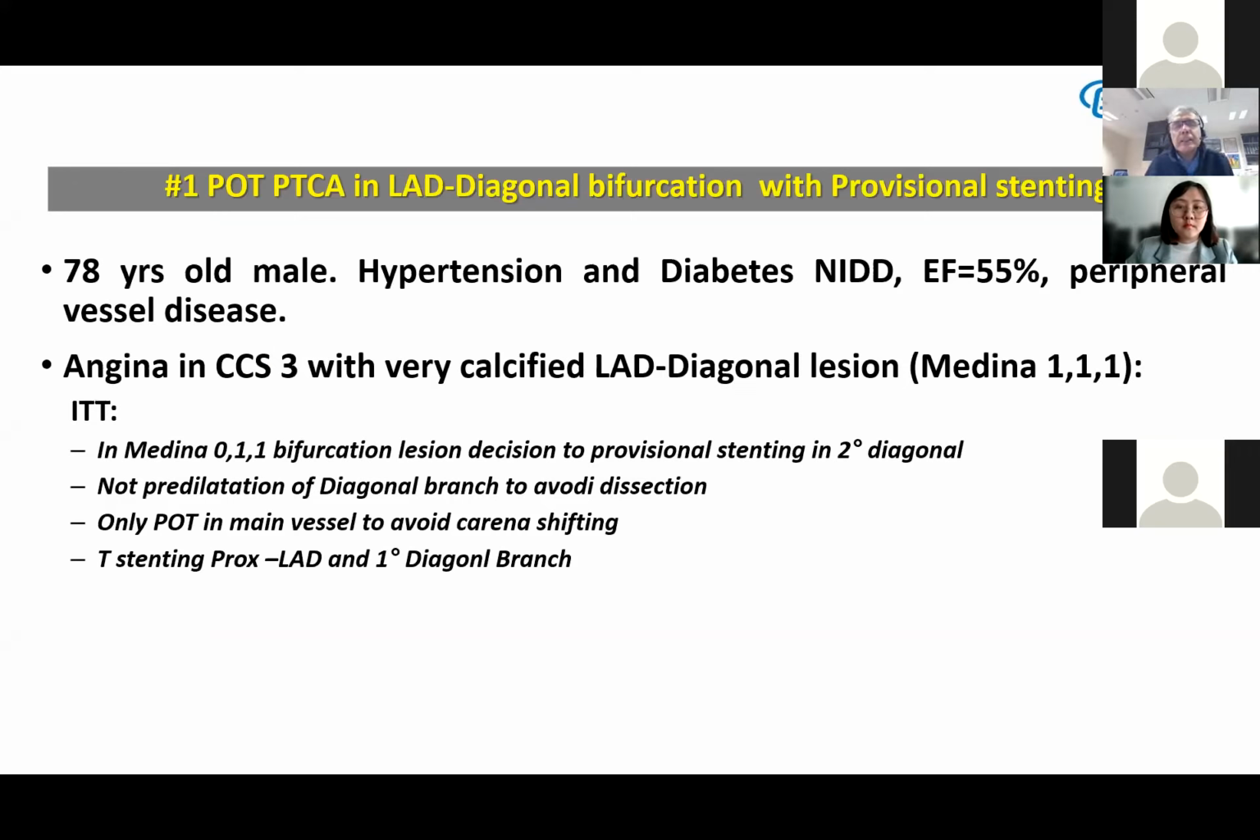This is a simple case, a 78 years old male with hypertension, diabetes, normal function, presenting with Canadian class 3 angina with a very calcified LAD, diagonal and Medina. My idea is to perform a provisional stenting in the second diagonal because it is completely diffuse and not so big a diagonal, and no predilatation of the diagonal branch to avoid dissection, only POT to avoid carina shifting. And then we complete with the T-stent in the proximal LAD and diagonal branch.